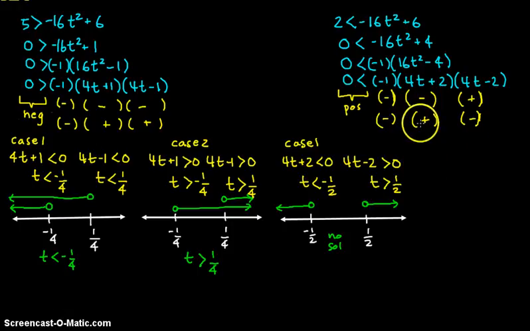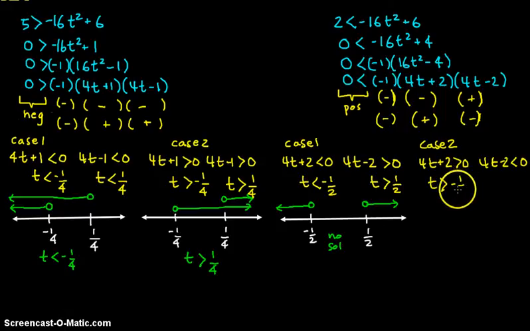This is where the first one's positive and the next one's negative. Okay, so I'm going to have case 2. Hopefully I got enough room for it. 4t plus 2 is now positive, greater than 0. And 4t minus 2 is negative, so it's less than 0. So I'm going to get t is greater than negative 1/2. And I'm going to get t is less than a positive 1/2. That's what I'm going to work out.